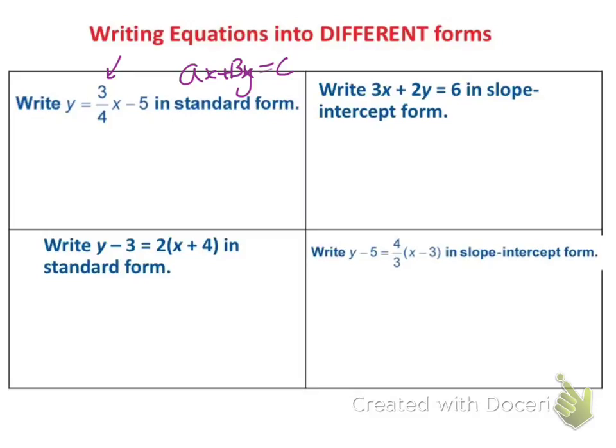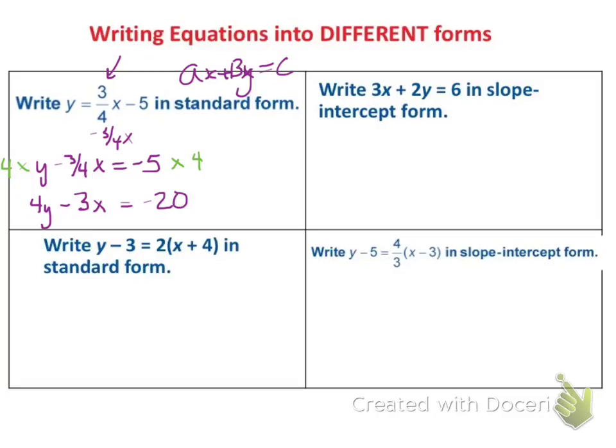Okay, so I need to get the x's and the y's all on the same side. So the first thing I'm going to do is subtract 3/4 x. So that's y minus 3/4 x equals negative 5. Then what's really important is that you get rid of all fractions. So I need to multiply both sides and everything on both sides by the denominator of whatever fraction I have. That'll give me 4y minus 3x equals negative 20.